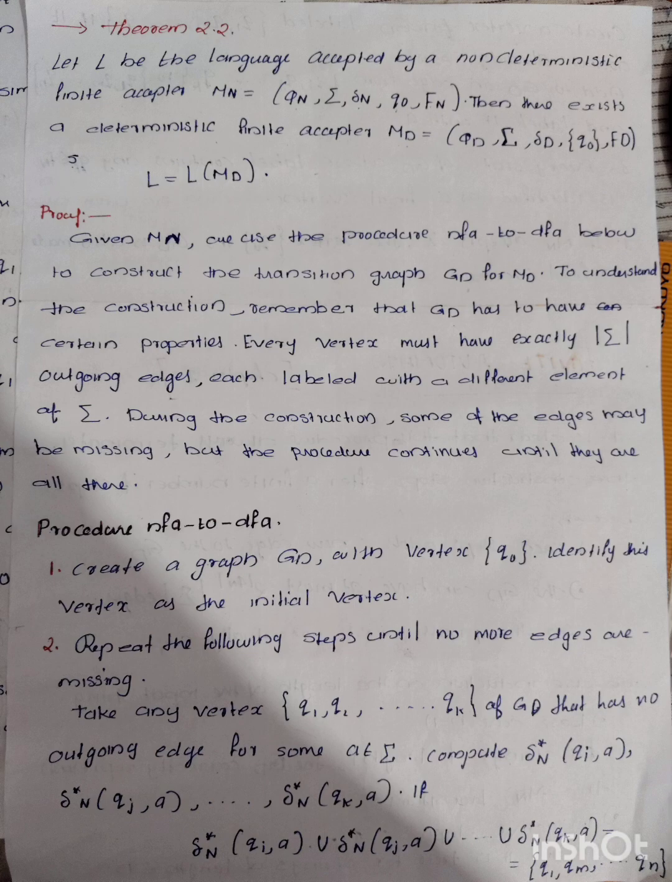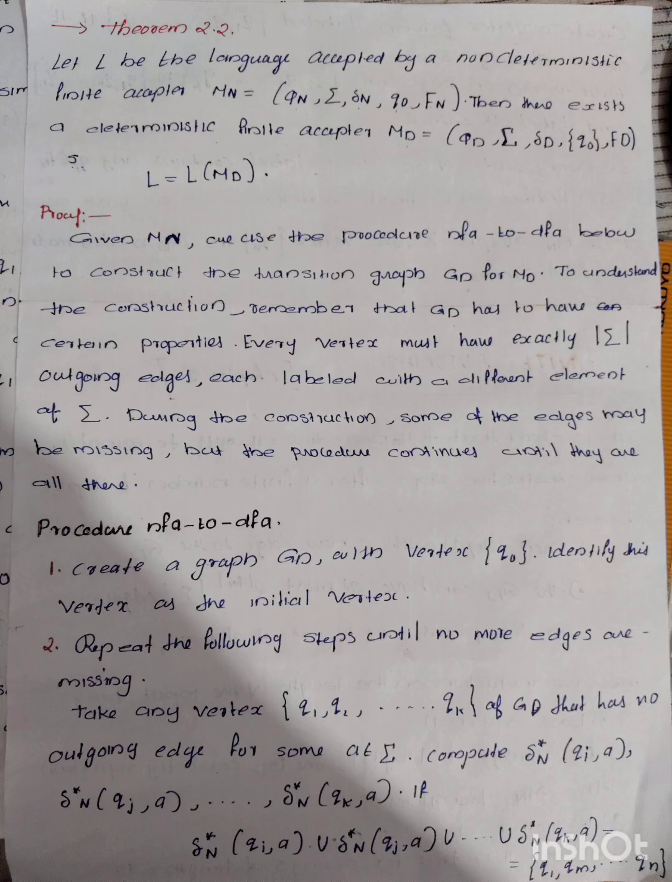Proof. Given Mn, we use the procedure NFA to DFA below to construct the transition graph GD for MD. To understand the construction, remember that GD has to have certain properties. Every vertex must have exactly |Σ| outgoing edges, each labeled with a different element of Σ. During the construction, some of the edges may be missing, but the procedure continues until they are all there.